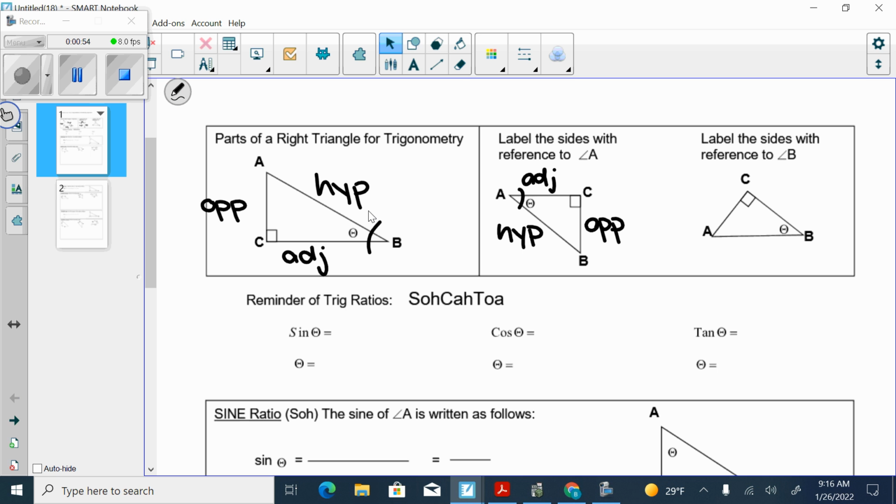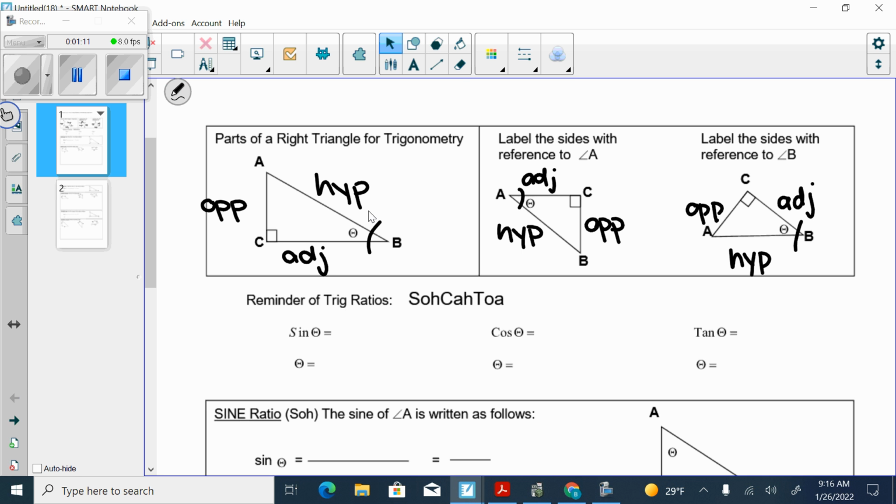Okay. And then on this last one, here's my angle. Which one's the hypotenuse? Which one's opposite? And adjacent. There we go.